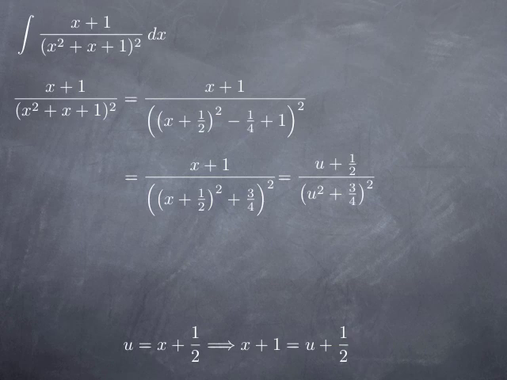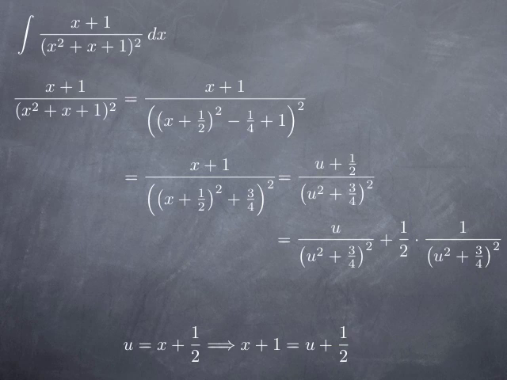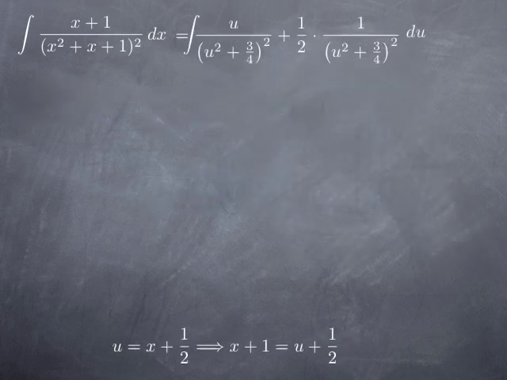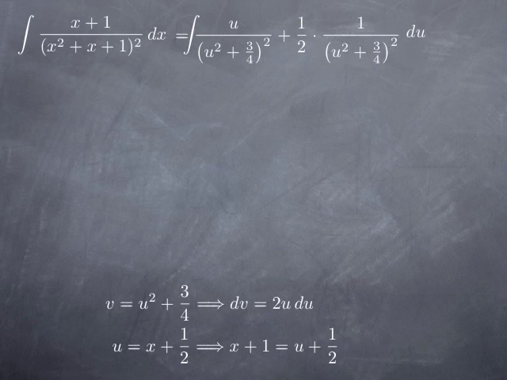Then we split the fraction, as we have already done. It's u over u squared plus 3/4 squared plus 1/2 of 1 over u squared plus 3/4 squared. And so now this is what we need to integrate with respect to u. The first term is not going to be a problem because we can proceed by substitution.